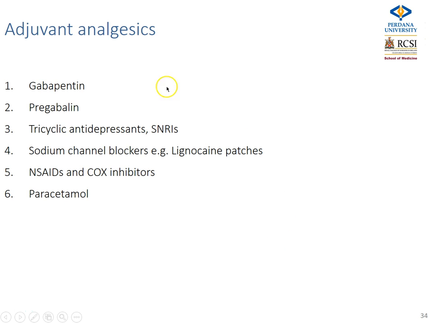Adjuvants that are used range from gabapentin, pregabalin, tricyclic antidepressants, serotonin-noradrenaline reuptake inhibitors, sodium channel blockers like lignocaine patches, non-steroidals and cyclooxygenase inhibitors, and paracetamol itself. How most of these work is a mystery, but they do seem to modulate the pain and make it more bearable.